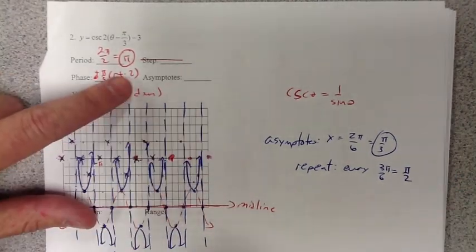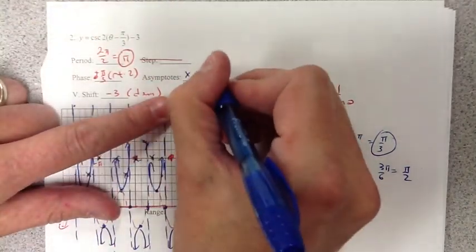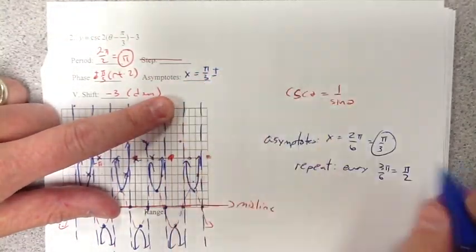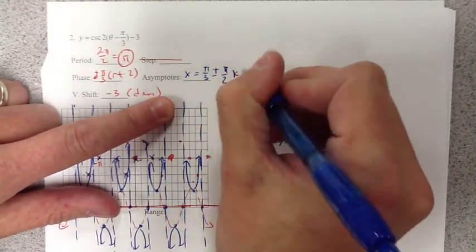So when I write my equation, it's going to be x equals pi over 3, my first asymptote, plus or minus, when do they repeat? Every pi over 2, and we add a k to it.